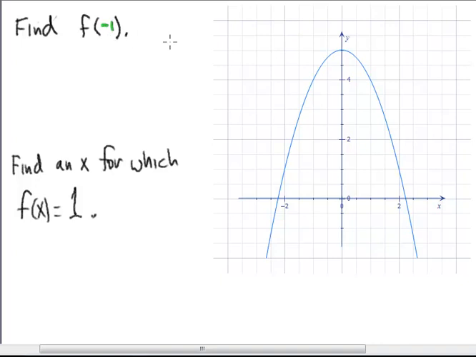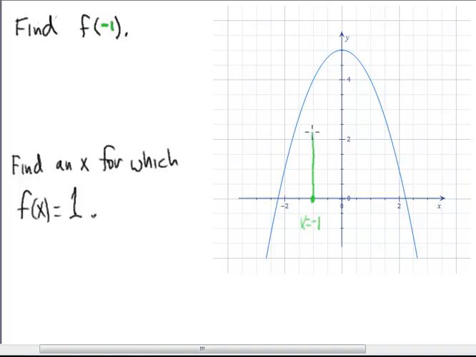So in order to accomplish this problem, we need to come over to the graph and go to the value of -1, which is halfway between -1 and -2. So it's located right there. That's x equals -1. Now we need to use this graph and move up to the curve.